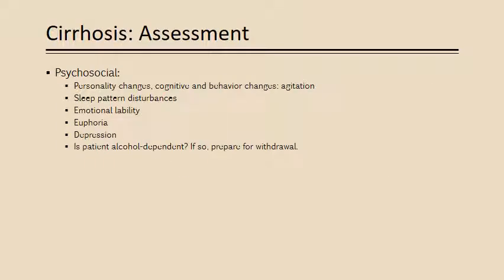The psychosocial assessment will include, again, the personality changes and changes in cognition and behavior. Are they agitated? What are their sleep patterns? Do they have disturbances? Any difficulty sleeping? Emotionally labile. Those patients are always at the end of their rope, basically, and ready to lose it. Or they go into euphoria or depression. It's almost like a manic or manic depressive type behavior. The mind can go either way. If the patient is alcohol dependent, we want to know that because they're going to go through withdrawal and get physical symptoms from that.